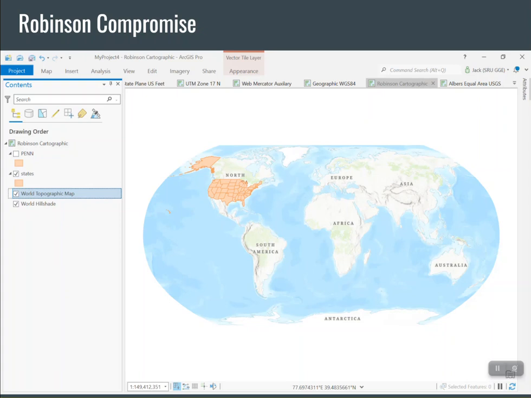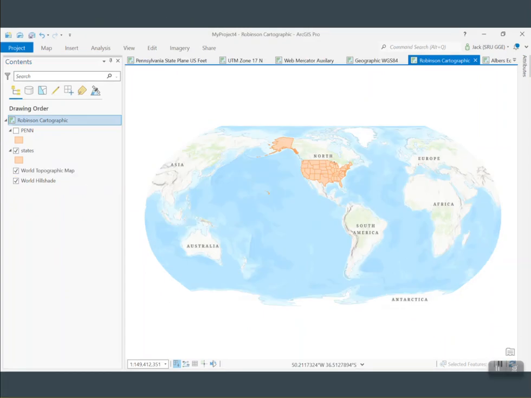Now that's perfectly fine if we're interested in the center of the map being Africa and Europe, but we can always change that central meridian. And here's what I've done on the next map. In other words, I've simply redefined the central meridian and brought the United States to the middle of the map.